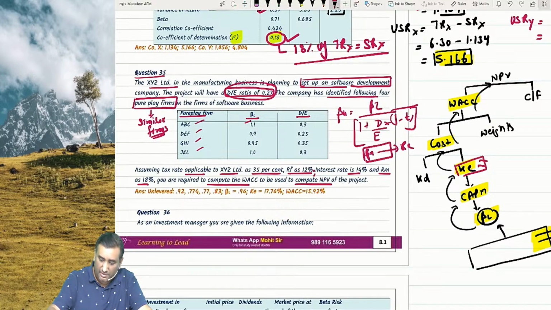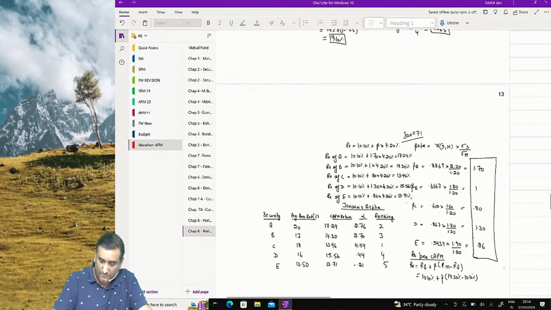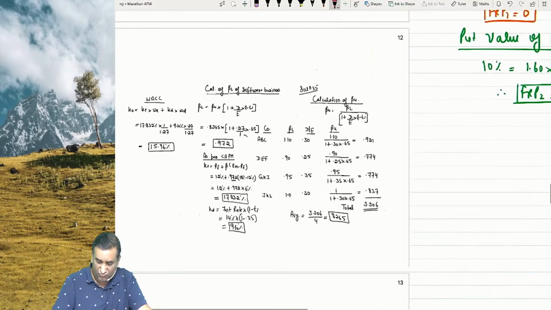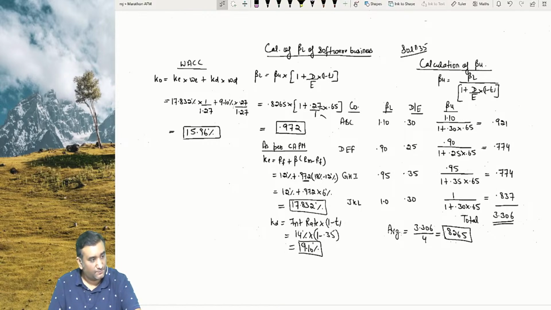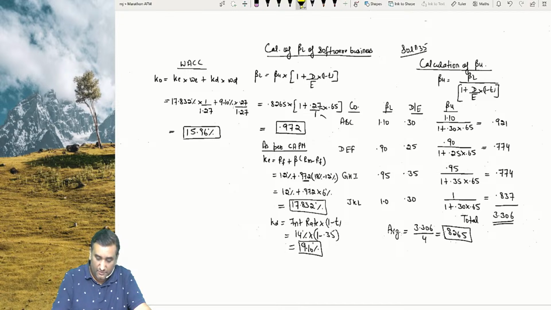Let's quickly look at the data. Check your calculation. Slide number 12 we are on. Calculation of beta unlevered: beta unlevered is beta levered divided by 1 plus D by E into 1 minus T. Companies ABC, DEF, GHI, JKL: beta levered is 1.1, 0.9, 0.95 and 1. Debt equity is 0.3, 0.25, 0.35 and 0.6.